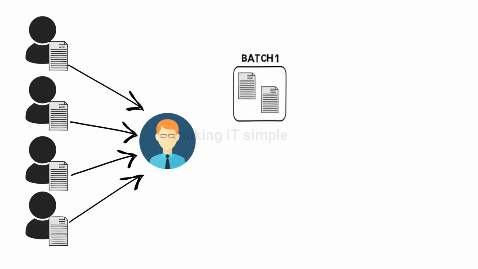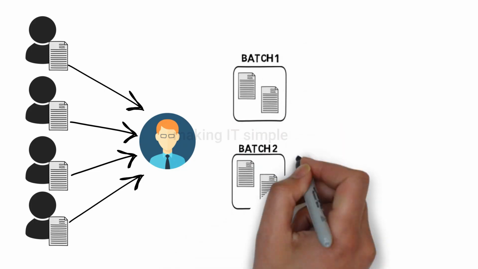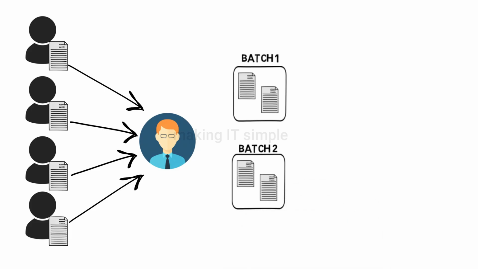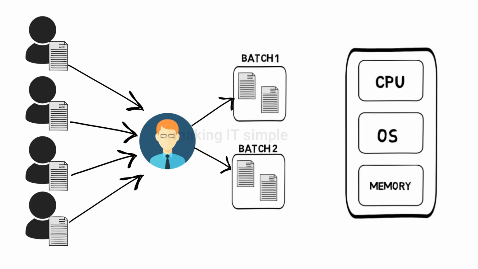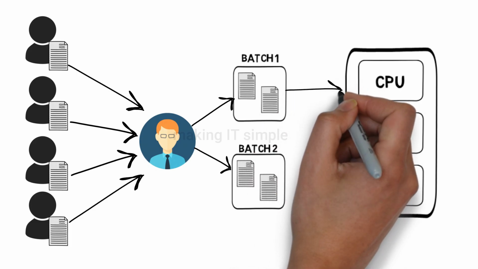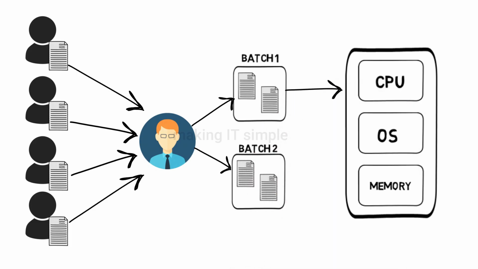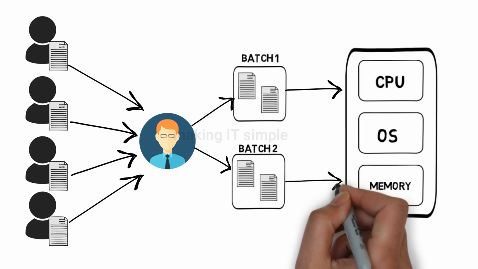Then the operator would make a collection of jobs having similar requirements into batches. And the batch was given as input to the system, where once the loading of resources was done, the batch was executed and the output was generated. This is how batch operating system works.